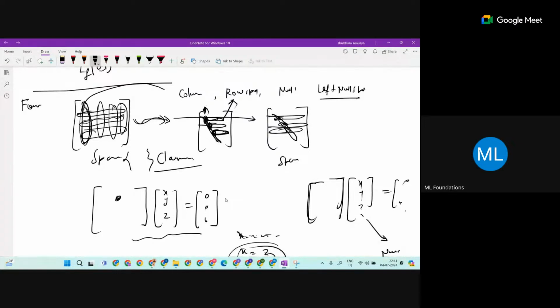You're here. This is going to be the basis in the column space. If the third one is your pivot, okay, that means your third column is going to be the basis element of the column space. Suppose the fifth one is coming. So here the fifth one is going to be the basis element of the column space.